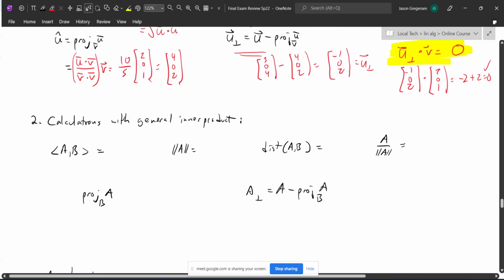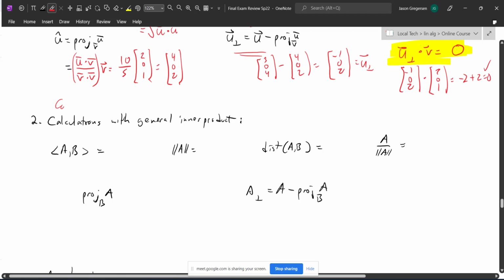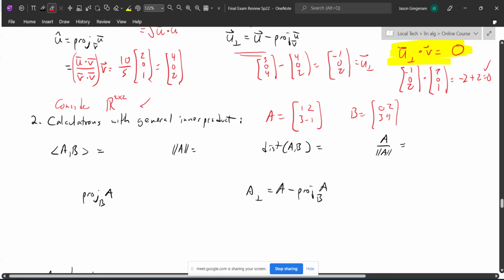So now I have some inner product calculations here. If I'm in a matrix space, in other words, consider the vector space that is the set of all 2 by 2 matrices, right? So A could be some matrix 1, 2, 3, negative 1, and B could be some matrix 0, 2, 3, 4. These would be two vectors in my space. Now to do these calculations, I need to define what you mean by inner product or dot product on this abstract space. So I'm going to have to provide a definition for that.